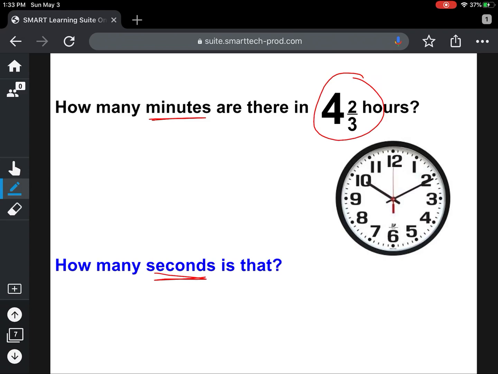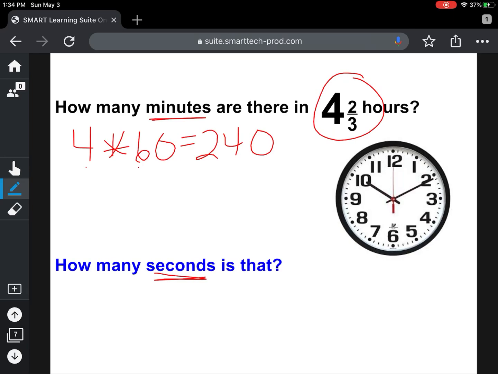All right, let me show you how I would have solved this problem. I would have broken it down and said, okay, how many minutes are there in just the hours, the 4 hours part? I know 4 hours times 60, because there are 60 minutes in every hour. I can multiply 4 times 60 pretty easy, because I know 4 times 6 is 24, and then add on the 0 for a total of 240 minutes.